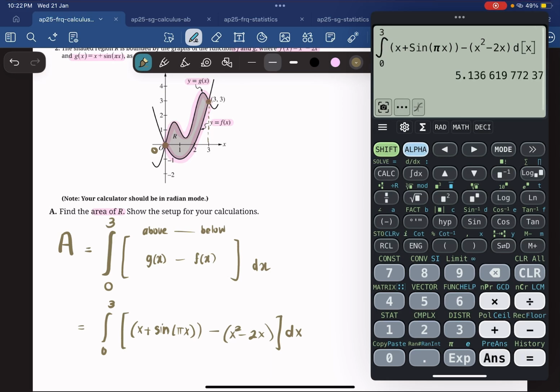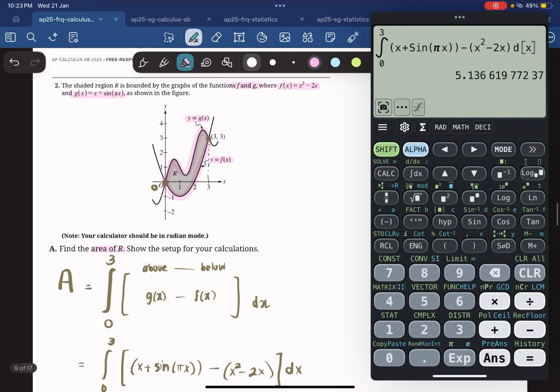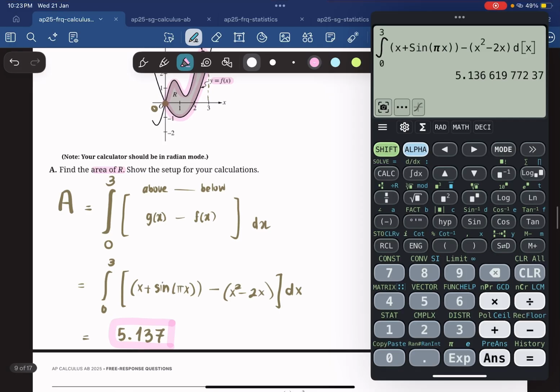We get our answer to 3 decimal places, because that's the final answer, to be 5.1366. So it has to round up to 7, so 5.137. Okay. And that's our final answer for part A. As simple as that.